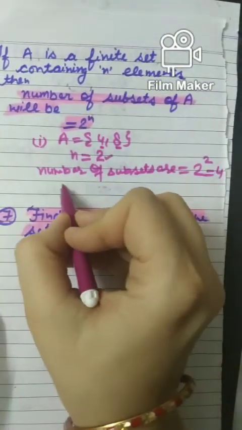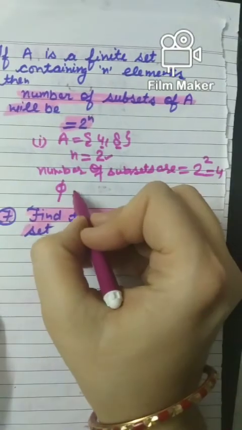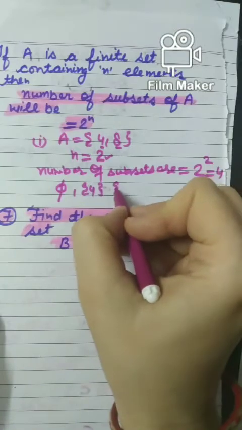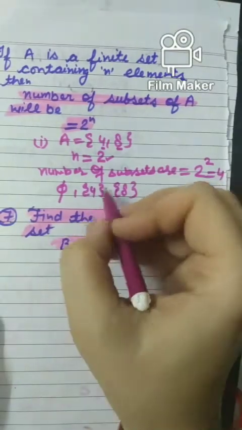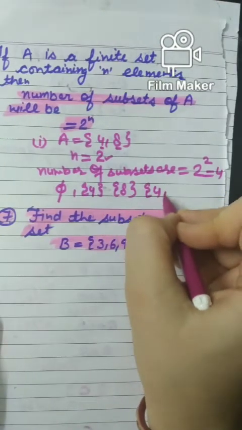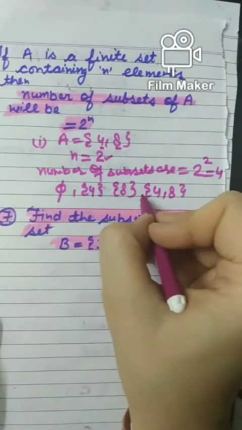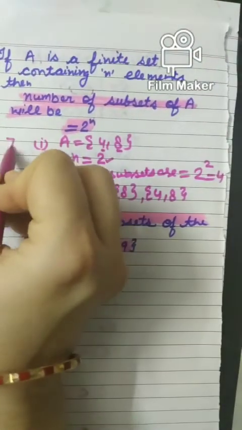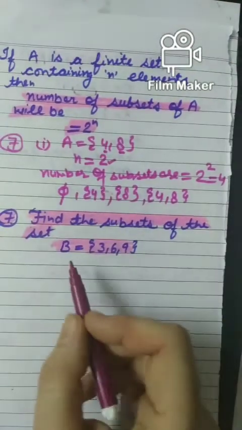So yes, we can see the empty set is a subset of A. Then the singleton 4 is also a subset of this. The singleton 8 is also a subset of this. Subset means part of this set, right? And obviously this A is a subset of itself. So these are the 4 sets. Okay, this is the first part of question 7 only.